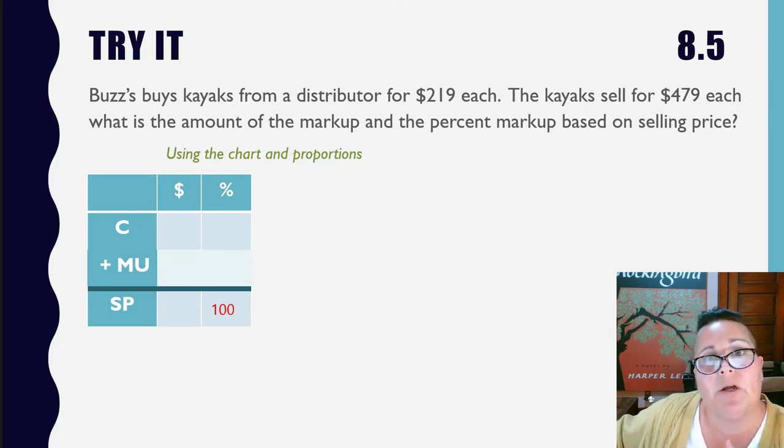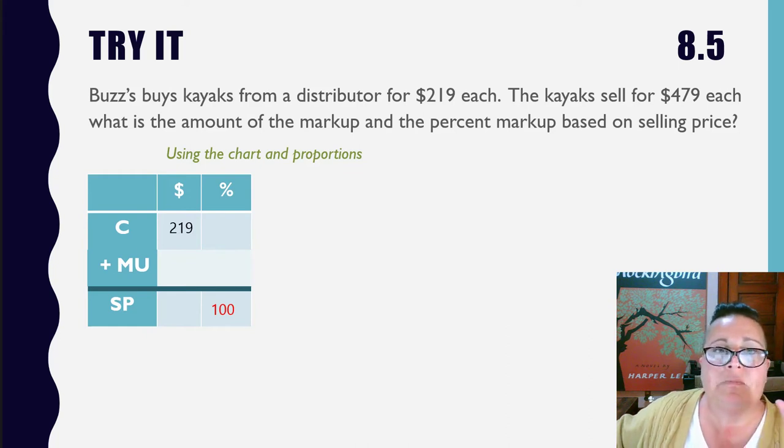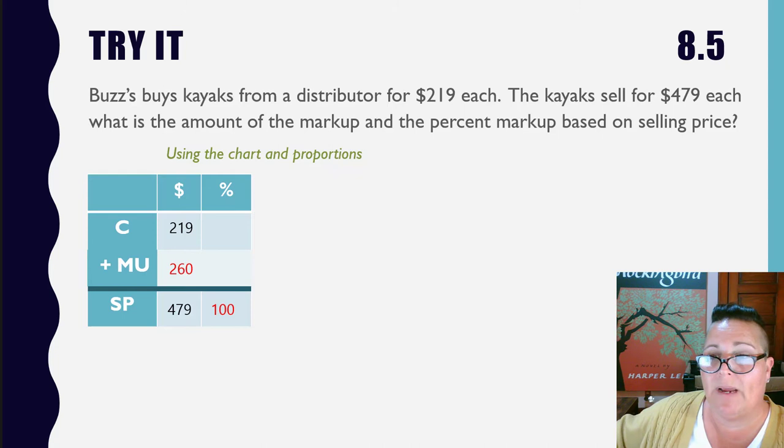That's what we're comparing the markup to. So that's going to be our 100%. Mining the rest of the information from the word problem, I can see that the cost for buzzes was $219. I can see that they sell for $479. So the amount of the markup is going to be the difference between the cost and the selling price. So if I take $479 and I subtract $219, that will give me the $260 as the markup.